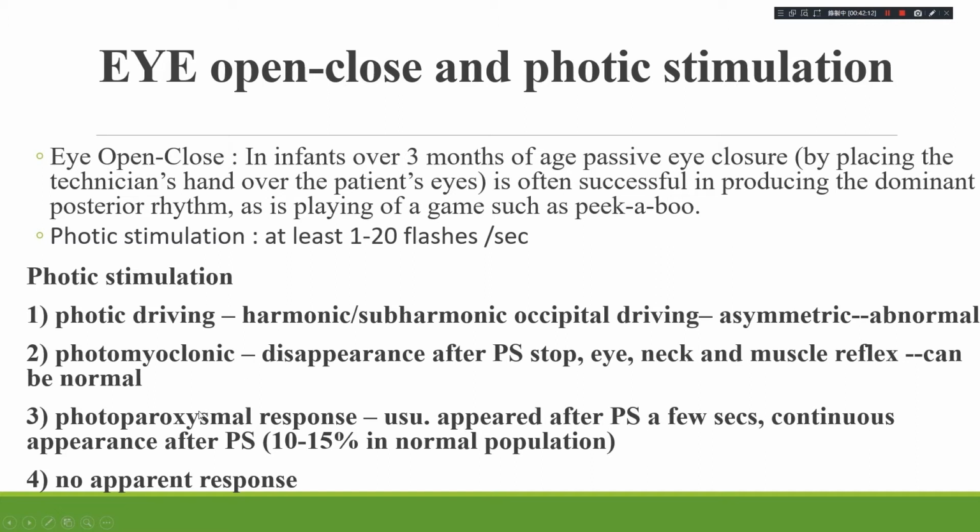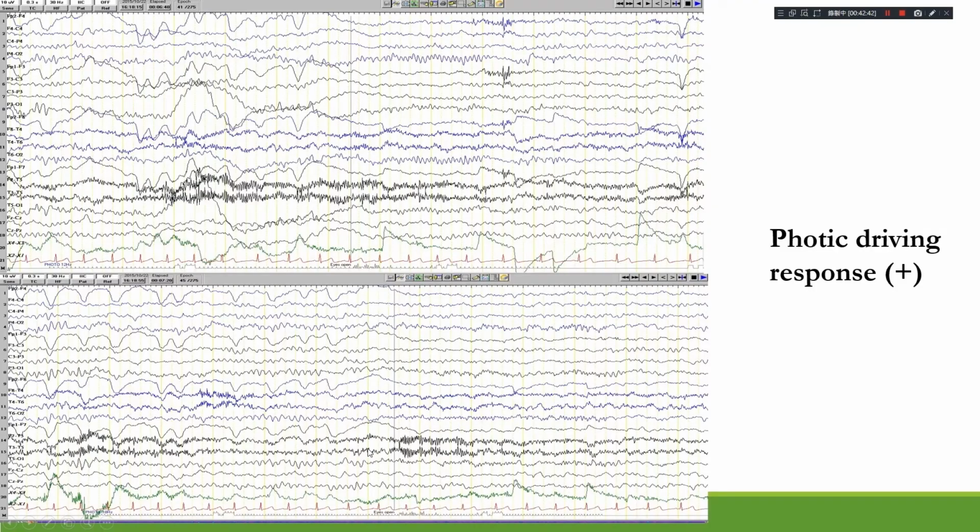This can be normal. The photoparoxysmal response usually appears after photic stimulation for a few minutes and continues even after the photic stimulation has stopped. But as we mentioned, we need to know the photoparoxysmal response. It can appear in the normal population around 10 to 15%. And we also see a lot of patients with no apparent response after photic stimulation. So this is the normal photic driving response on the background rhythm.